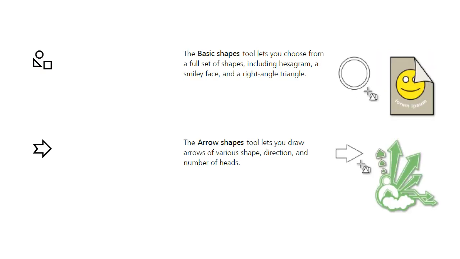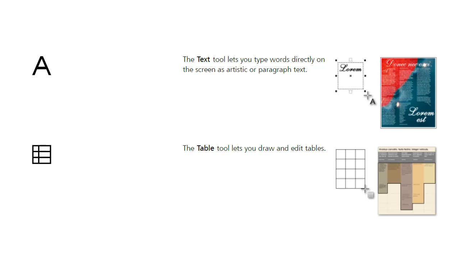The Basic Shapes tool lets you choose from a full set of shapes including hexagram, a smiley face, and a right-angled triangle. The text tool lets you type words directly on the screen as artistic or paragraph text. The table tool lets you draw and edit tables.